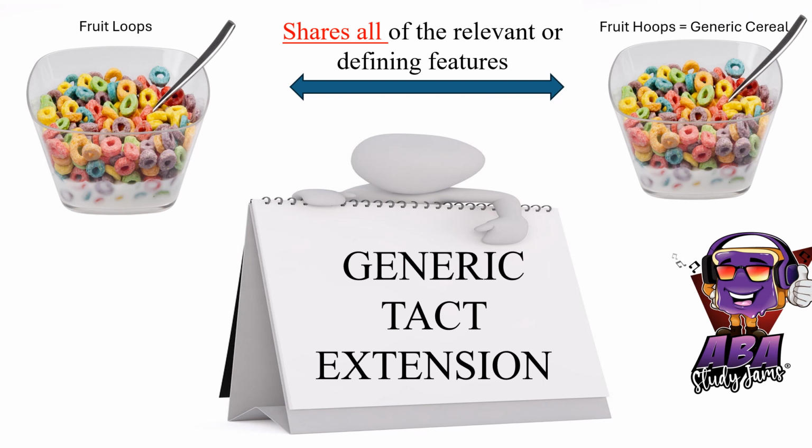In generic tact extension, the novel stimulus shares all of the relevant or defining features associated with the original stimulus. The bowl of Froot Loops and the generic Fruit Hoops look exactly the same.